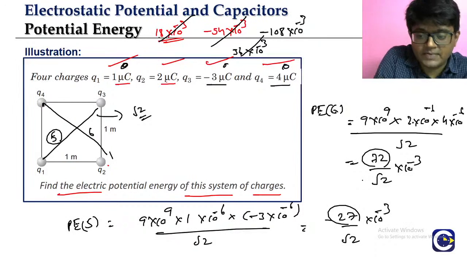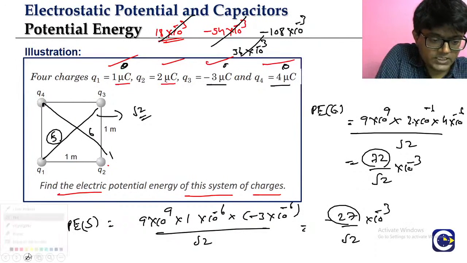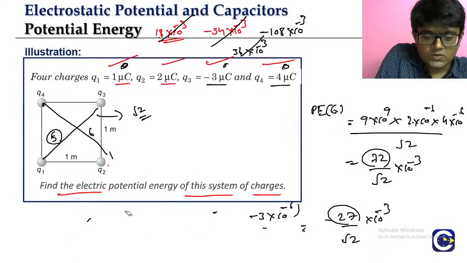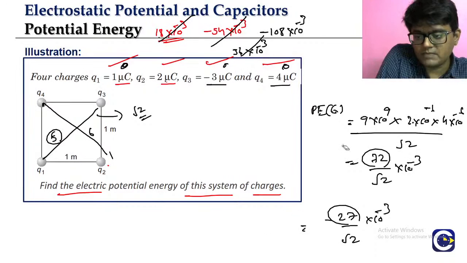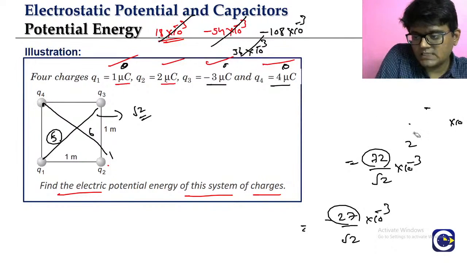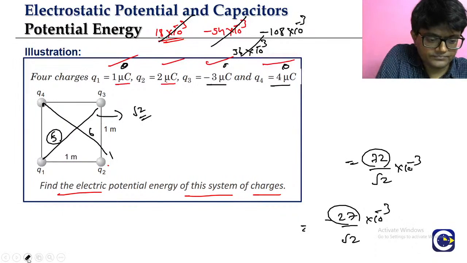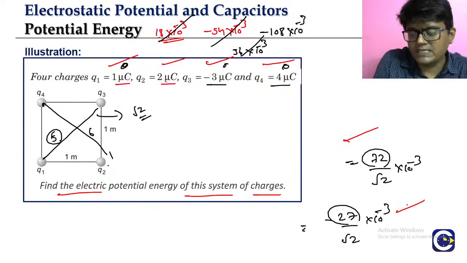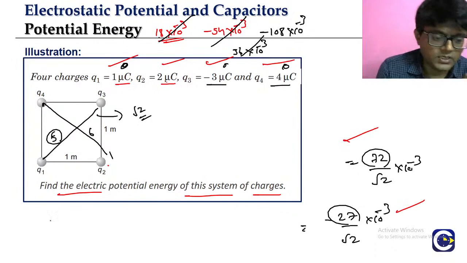So இந்த ரெண்டு நம்ம ஆட் பண்ணா we are going to get how much? It will be plus 45 by root 2 into 10 power minus 3. Okay va? So the sum of these two will be what? Potential energy for the fifth and sixth pairs add panna, we are going to get plus 45 by root 2 into 10 power minus 3.